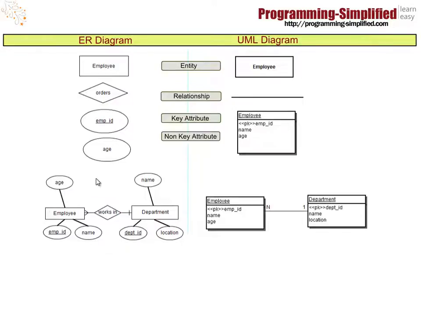So here I have shown a sample example of an ER diagram, and over here is a sample example of a UML diagram. Do not worry about the symbols mentioned over here, we'll be discussing them in a moment. The attributes are connected to the respective entities, and over here they are mentioned in separate compartments, and the relationship is shown using a diamond in the ER diagram and it's shown using a straight line in the UML diagram.